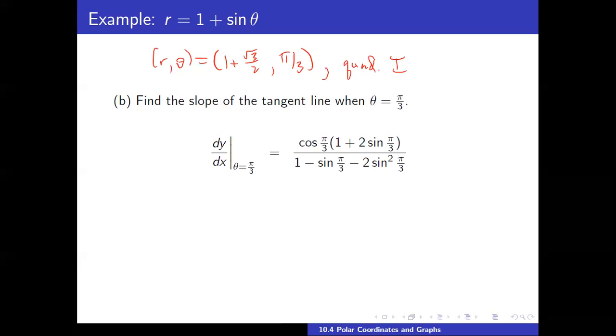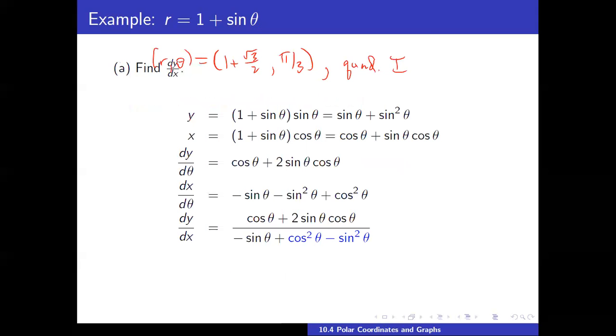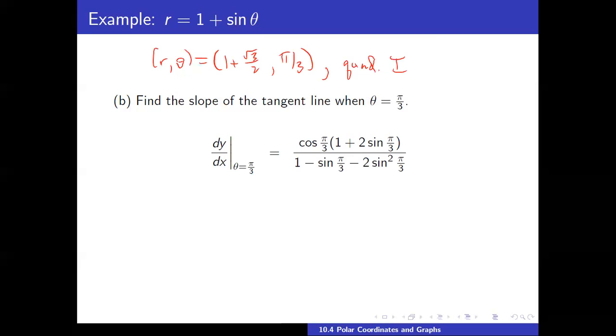But I want to know the slope of the tangent at that point. Well, I would straight up use the formula that we just had on the previous slide. I have dy dx, and I would plug in the parameter value, theta equal to pi over 3. I'm at that point, 1 plus radical 3 over 2 comma pi over 3 on the graph, and I would use this formula to figure out the slope.